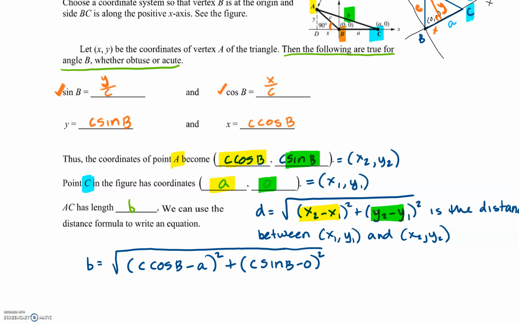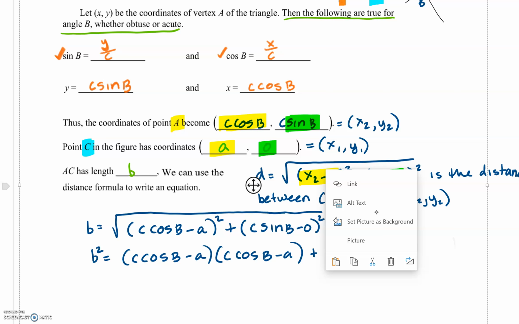The first thing I'm going to do is get rid of the radical by squaring both sides. So I'm going to have B squared is equal to C cosine of B minus A. At the same time, I'm going to rewrite this as what it is, C cosine of B minus A, because I'm going to multiply that out and I want to get rid of that squared there. This one, I'll just subtract that 0. We won't count that. So we can call it C squared times sine squared of B.